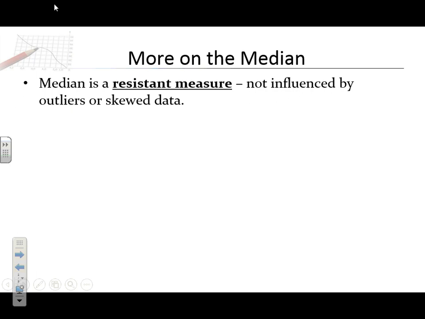So if we think about a list of values, let's say 4, 5, 6, 7, 8, that's our set of data. What's our median? 6, okay? So median would be at 6. But let's say I accidentally recorded this last value wrong. Instead of 8, it's supposed to be 20.